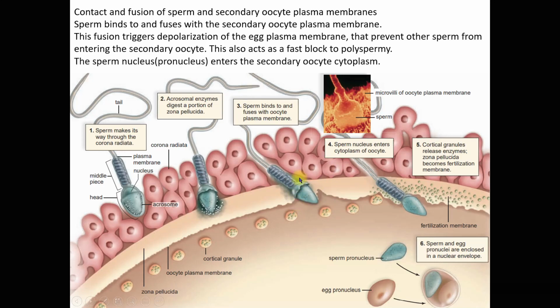So what happens after this? The sperm nucleus, or some books say pronucleus, will enter the secondary oocyte cytoplasm. Let me rephrase: after the sperm head has contacted and fused with the secondary oocyte plasma membrane, depolarization occurs, which prevents entering of other sperm. And then the sperm nucleus of the sperm head that fused with the plasma membrane will enter the secondary oocyte cytoplasm. You can see this is the sperm pronucleus. It enters into the secondary oocyte cytoplasm. So now we have the sperm pronucleus here.